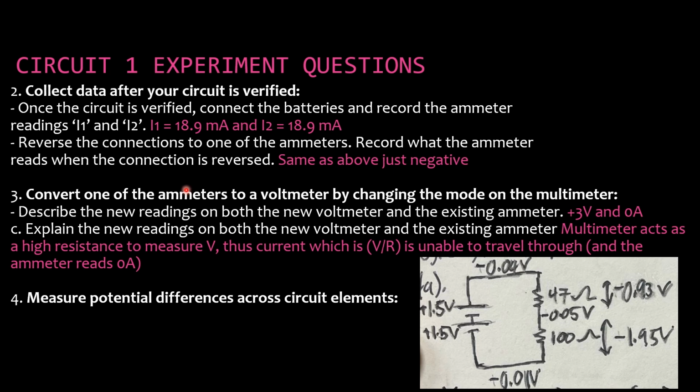For number 2, I1 ended up being 18.9 milliamps, and I2 ended up being 18.9 milliamps too. And when you reverse the connections, the values were the same as above, just negative. And if we convert one of the ammeters to a voltmeter by changing the mode on the multimeter, the new voltmeter would read positive 3 volts and the ammeter would read 0 amps.